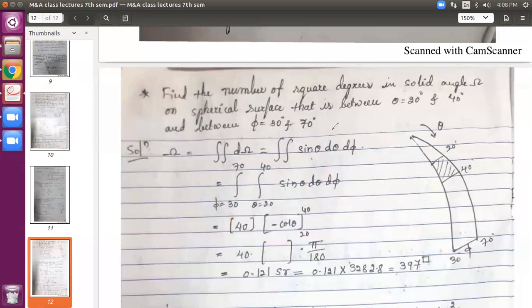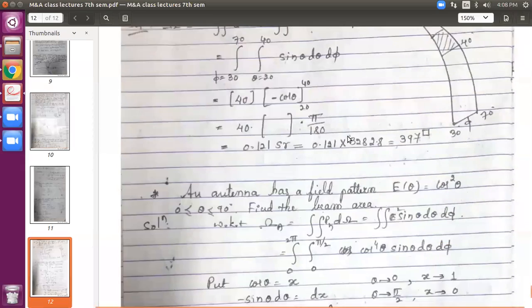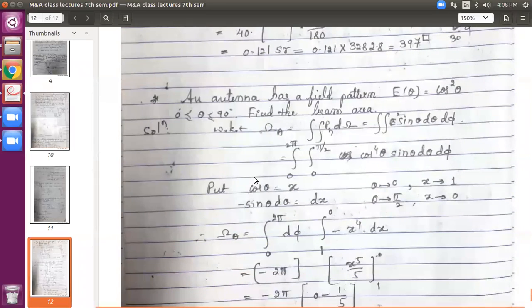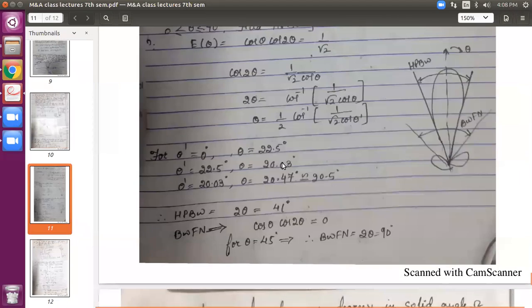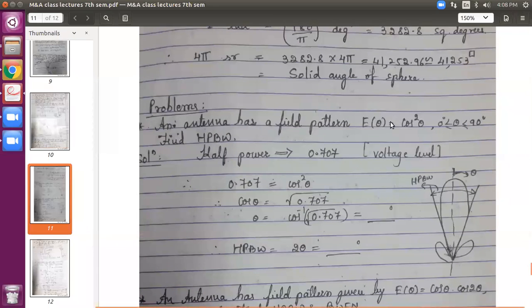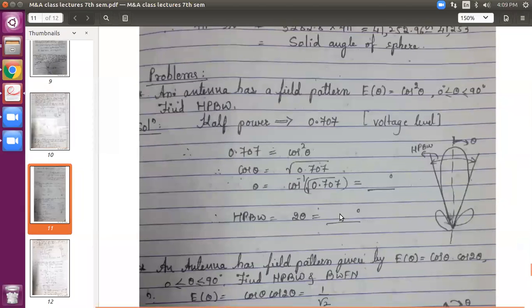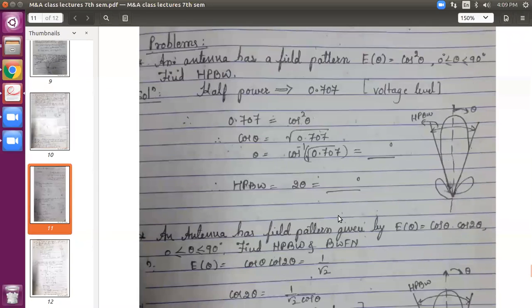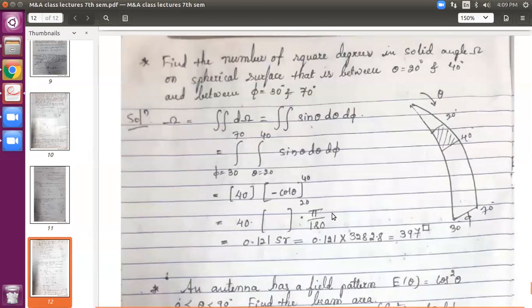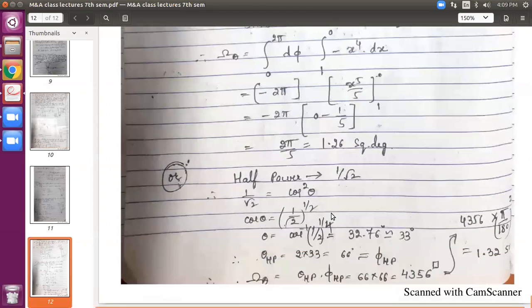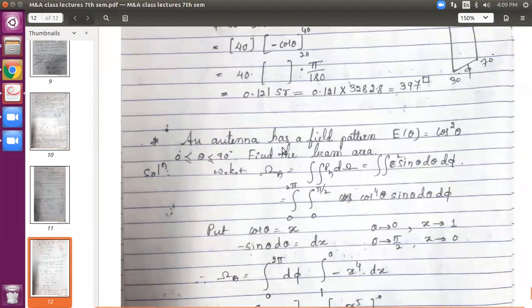Let's move to the final problem. An antenna has a field pattern. It is similar to the earlier one. If you remember, here we have solved it: cos square theta, 0 to 90 degrees. Find HPBW. That was the first problem which we solved. What answer did we get? Some 66 degrees, I guess. Yes, 66 degrees. I have solved it here again one more time. You will get 66 degrees. So it is the same.